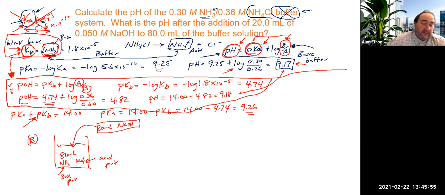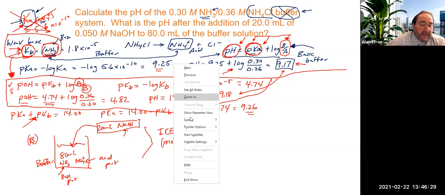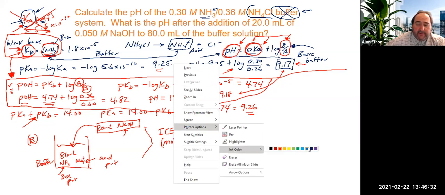So this also should signal to you that you need to do an ICE table. The purpose of the ICE table is to figure out what's going to happen to our buffer, how it is going to be affected by adding the sodium hydroxide to it. The other important thing is that since we're adding volume, we want to do this table in moles, because whenever we're adding volume, the molarity is going to change. So you want to do that initial ICE table in moles.